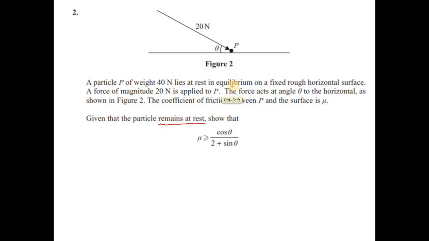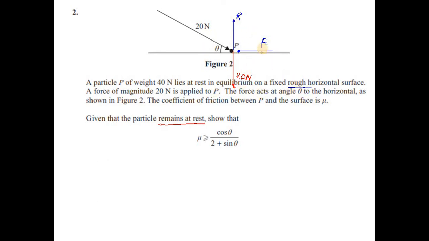First of all, there is a weight acting on the particle, which is 40 Newton acting vertically down, and we have a contact force acting upward. This is R. The surface is rough, so we have a friction, and friction is always in the opposite direction of the motion, and due to 20 Newton the particle is about to move. If the condition is suitable, then the particle is going to move rightward. That means friction would be leftward. So we have these four forces acting on the particle.